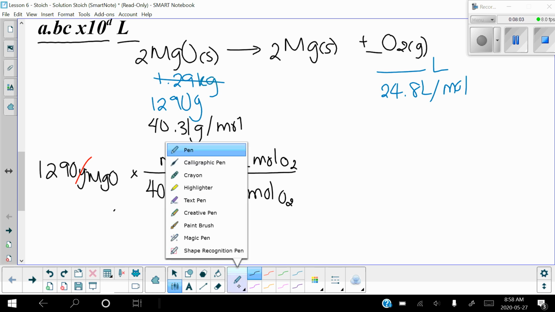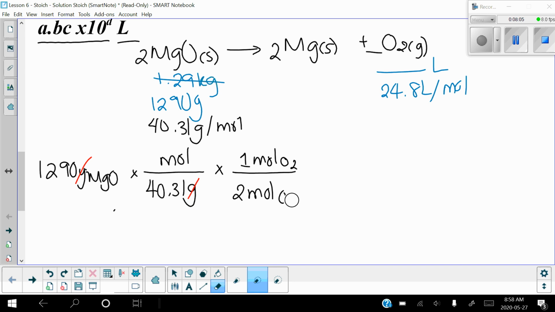I made a mistake here. That should not be oxygen. It is 2 moles of magnesium oxide. Let's see what's canceling out. Magnesium oxide cancels out with magnesium oxide. Mole cancels out with moles.